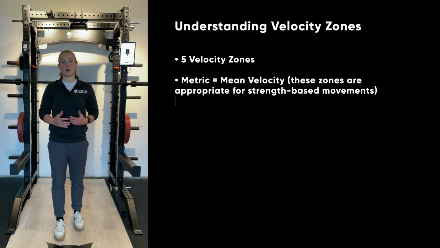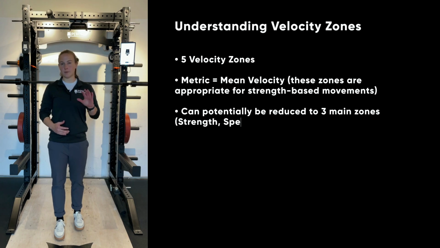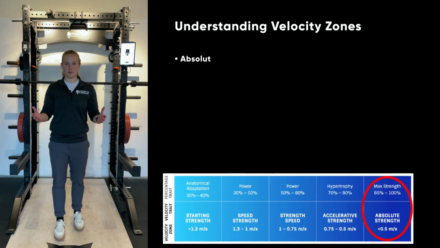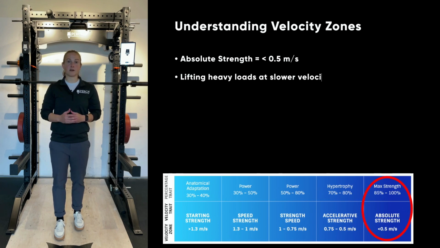These 5 zones have also been challenged lately to be reduced to 3 main zones. We're going to talk about all 5, and then we'll talk about how to simplify and reduce them. The first zone is our absolute strength zone. That's typically sub 0.5 meter per second. The absolute strength zone focuses on lifting heavy loads at slower velocities.